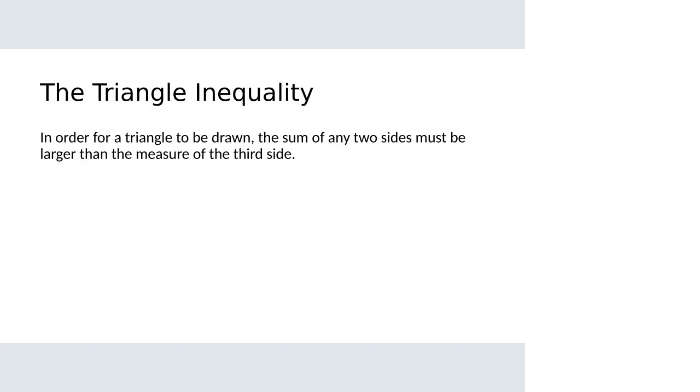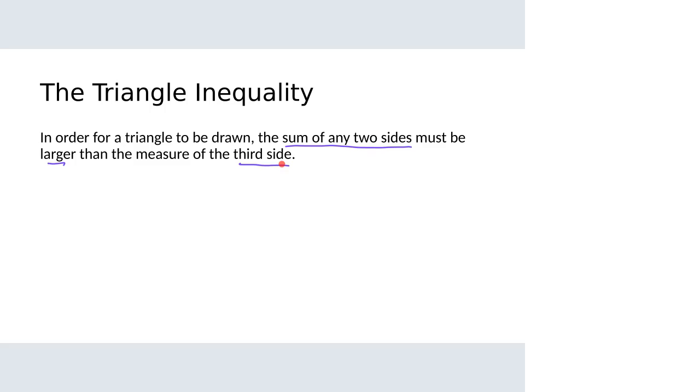All right, the triangle inequality. And this is something that in a classroom setting with kids, I might let them try with rulers and string and just see what happens. For us, we'll just talk through it. In order for a triangle to be drawn, the sum of any two sides must be larger than the measure of the third side. So first, let's digest that a little bit. The sum of any two sides must be larger than the third side.